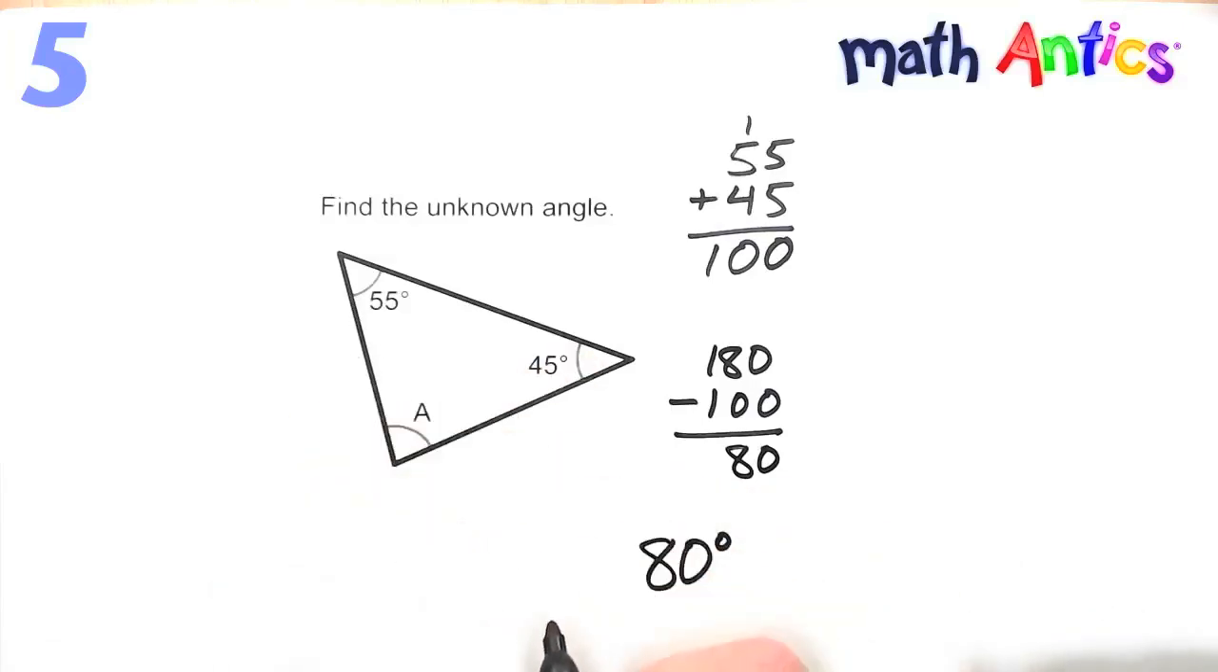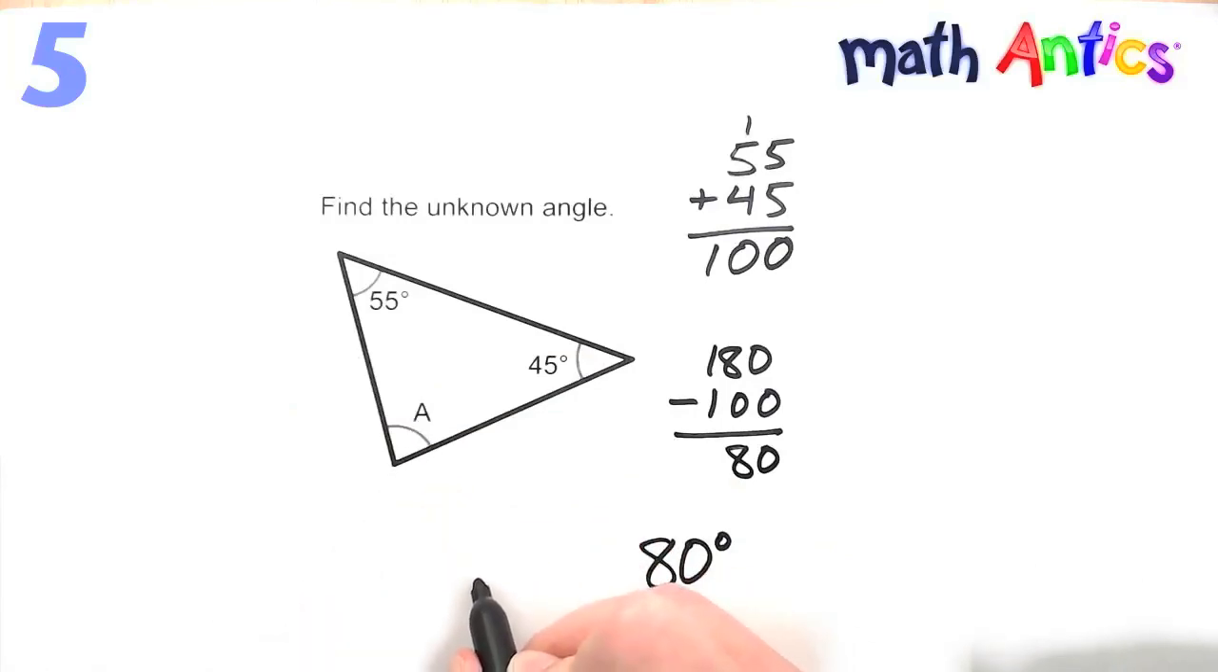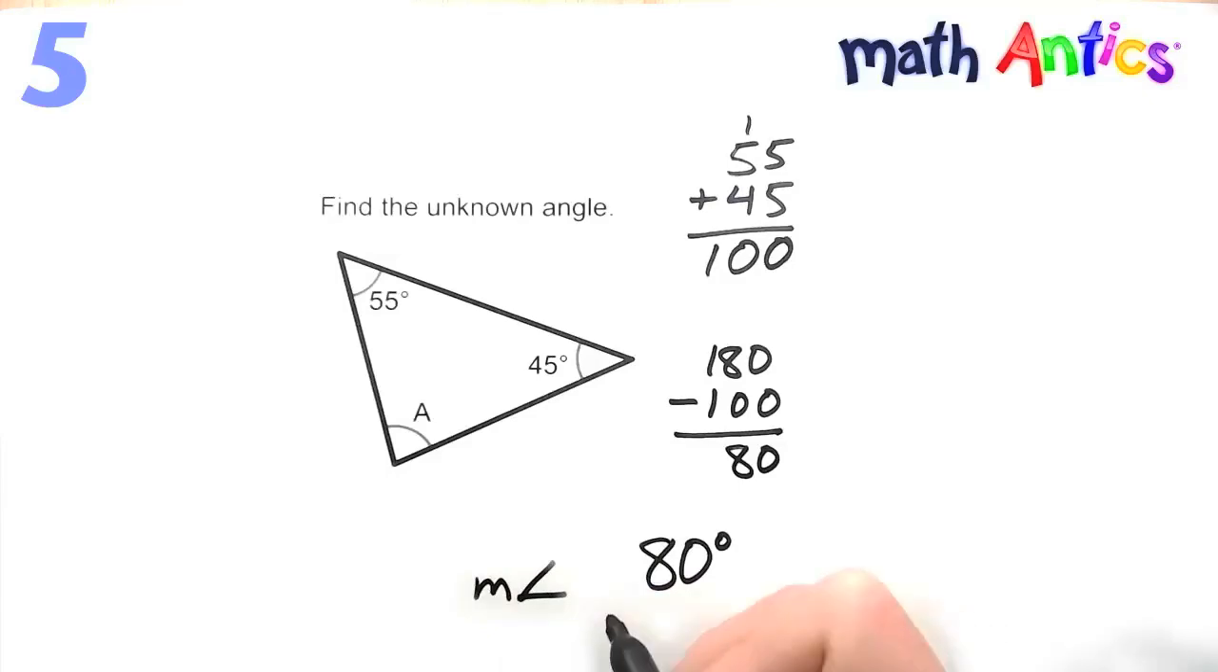Or the more proper way of illustrating that that's the measurement of that angle is to put an M for measure, and then this little angle symbol, and the letter A equals. So the measure of angle A equals 80 degrees.